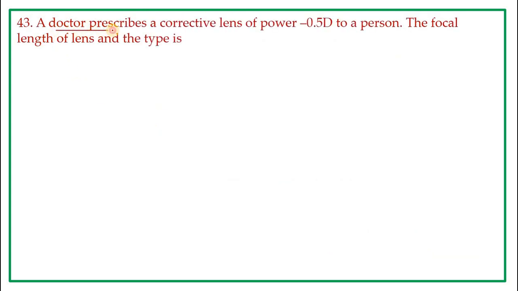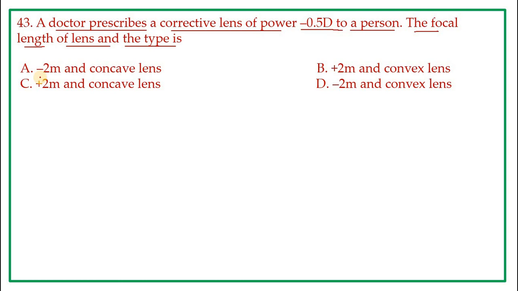A doctor prescribes a corrective lens of power minus 0.5 diopter to a person. The focal length of the lens and the type is: the given options are minus 2 meter and concave lens, plus 2 meter convex lens, plus 2 meter concave lens, minus 2 meter convex lens.